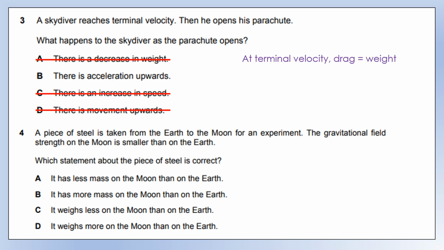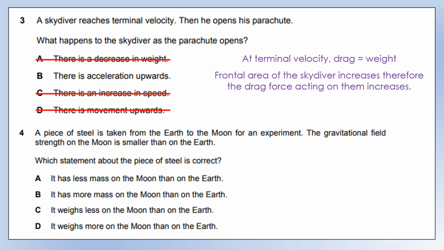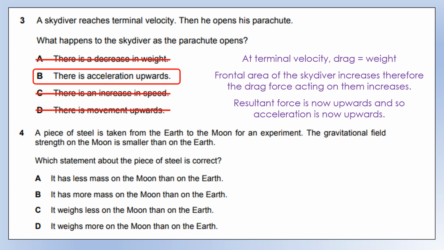And if you think about it, at terminal velocity, drag equals weight. If you increase the frontal area of the skydiver, the drag force is going to increase. So resultant force is now upwards, and so acceleration is now upwards. So B does make sense.